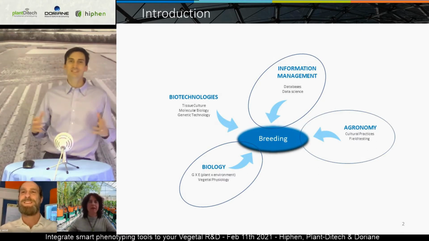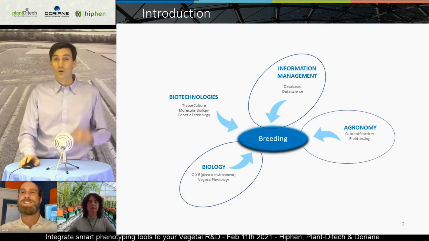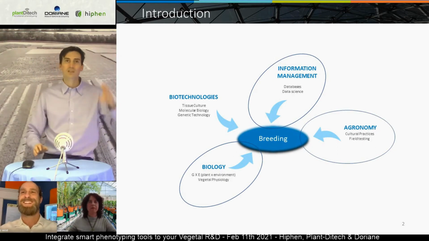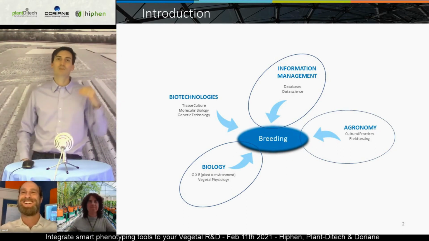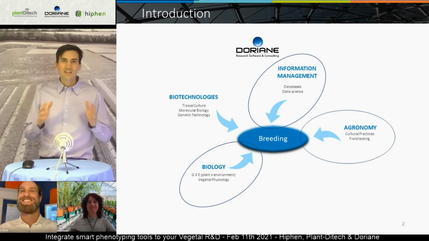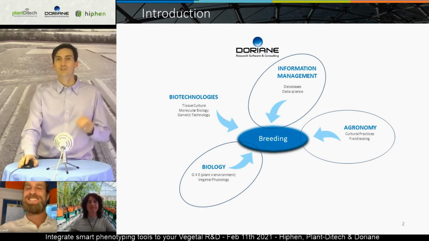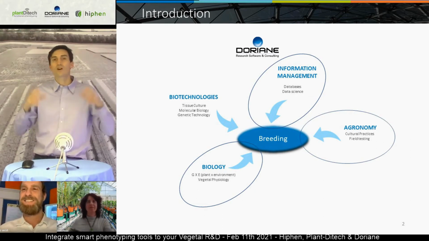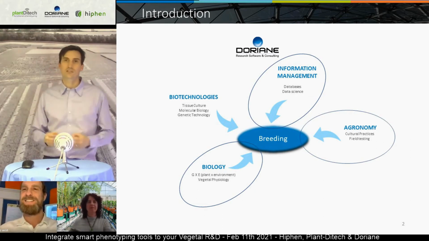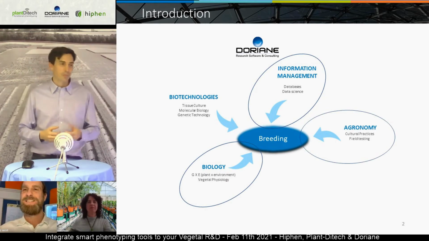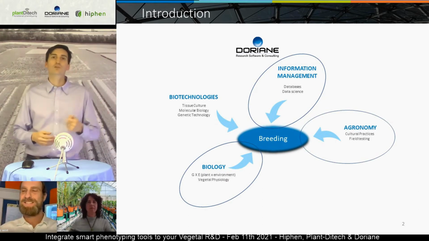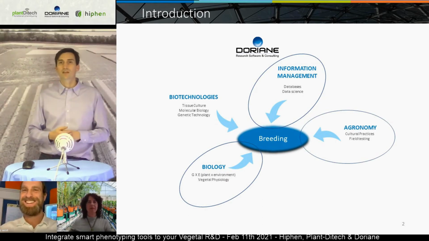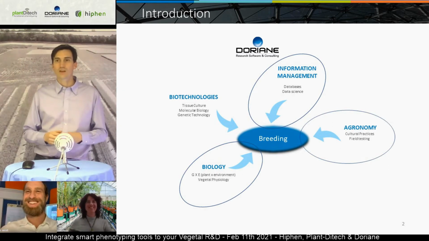Many activities and skills are involved in plant breeding all along its long process: agronomy, biochemistry, biology, biotech. And at the heart of your research department lies the information system, which is a secure database centralizing all the information you need to take decisions in your daily operations. And Tristan from Doriane will tell us more about this and its integration to all the other activities.